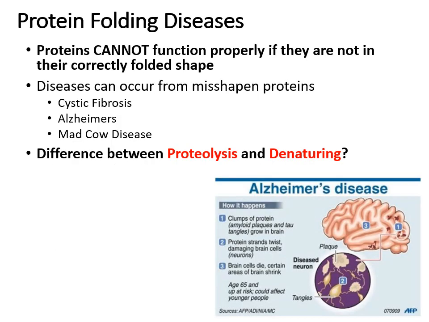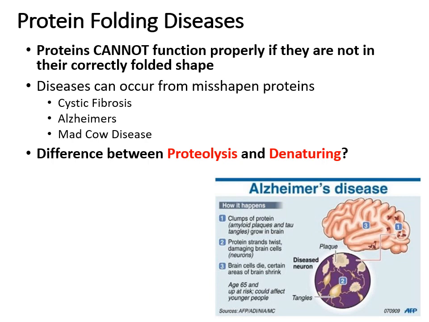Now, I keep mentioning how important structure and folding is for proteins. So, I just want to point out that if proteins are not folded properly, you could end up with very serious diseases. And these can include things like cystic fibrosis, Alzheimer's, mad cow disease. And when we talk about these dysfunctions or these diseases, I want to point out that there are two terms that you hear when it comes to protein structure. And it could either be proteolysis or denaturing, two very different things.